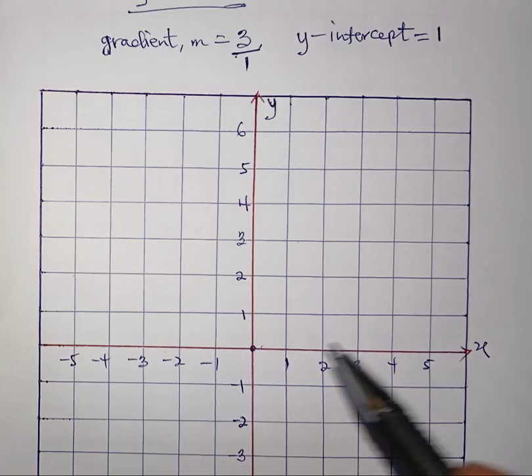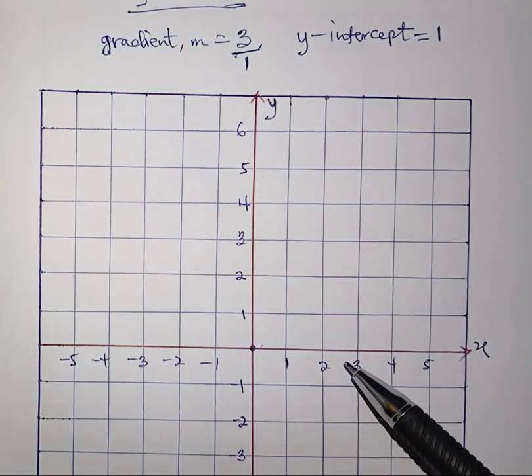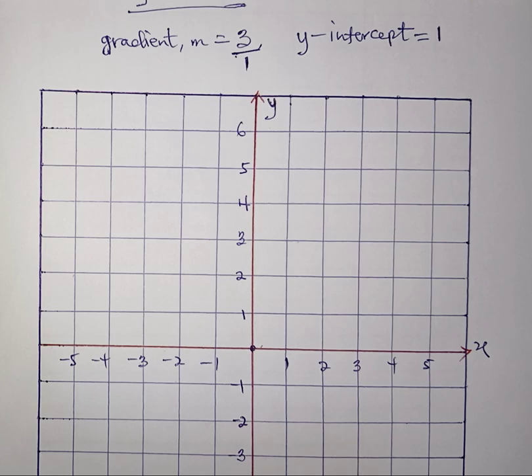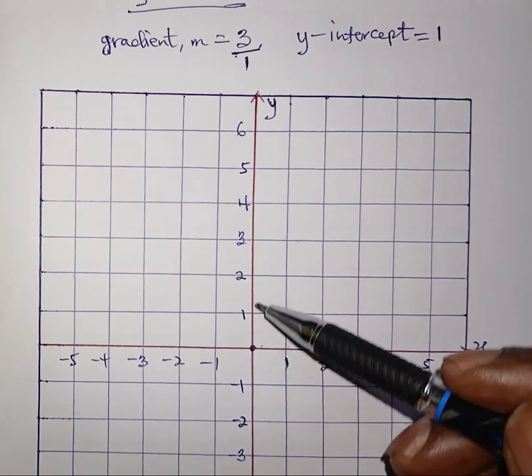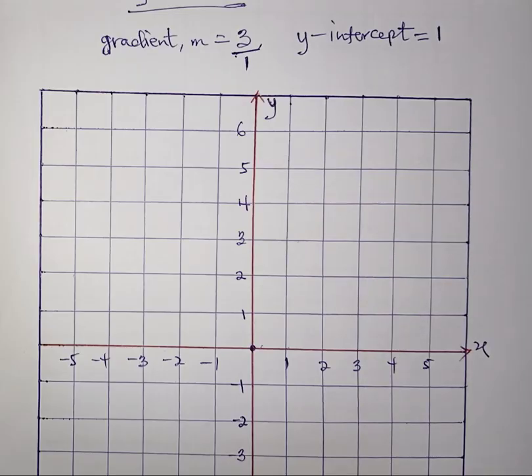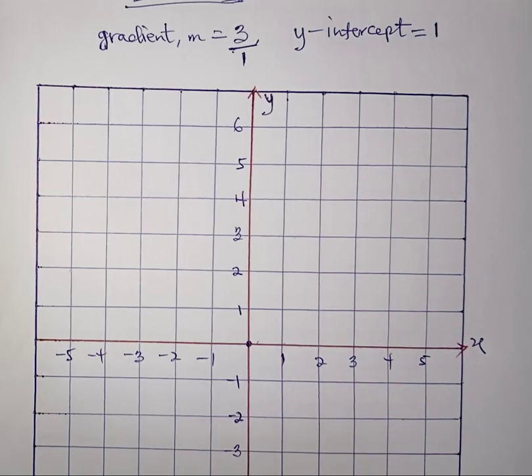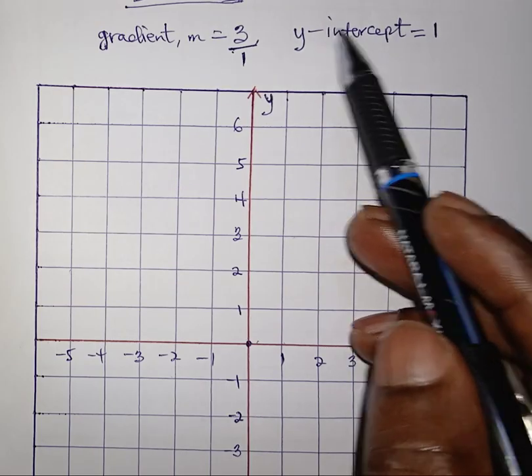Okay, so the interpretation of this gradient means that when I move towards my right 1 unit, then the graph will rise up. The graph will also move upwards. How many times? 3 times, or 3 units. So if I'm moving from this 1, then the graph should move upwards on the y-axis. That is what it means. But in that case, we have the y-intercept.